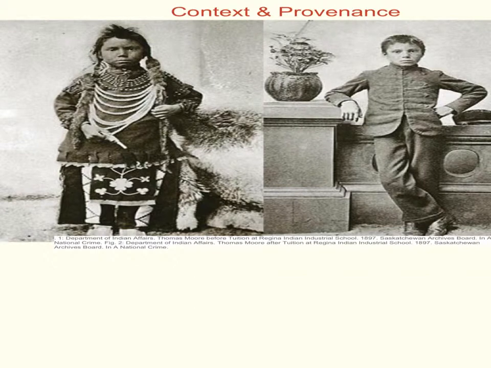The next two steps on your organizer are context and provenance. Context is where and when it was made and created. Down here there's normally captions for photographs or background information. You'll see that it's the Department of Indian Affairs. It's Thomas More before entering into an Indian residential school in 1897 in Saskatchewan.